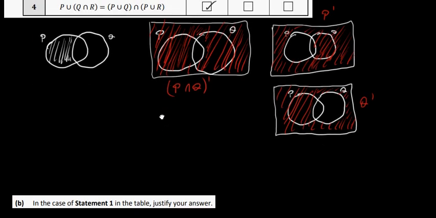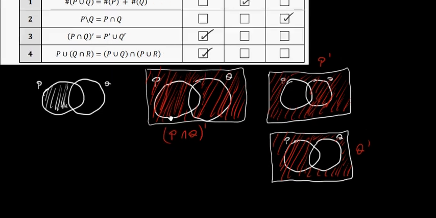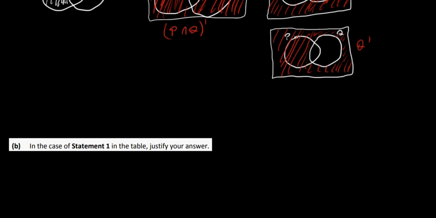Okay, so part B then, it says, in the case of statement 1 in the table, justify your answer. So that's this statement here. I said I would get to that. Now, the cardinal number of P union Q, let me just write it out here. Actually, let me just move this up a little bit.